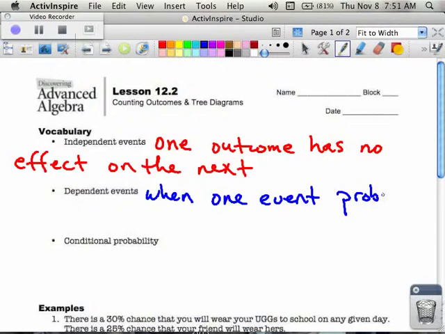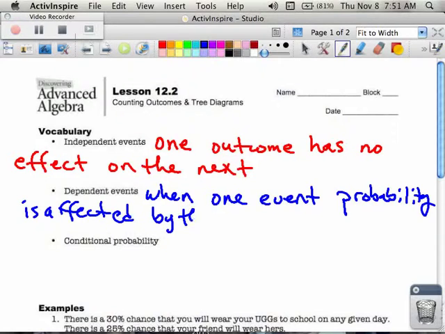So for the next one, dependent probability is when one event's probability is affected by the previous event.